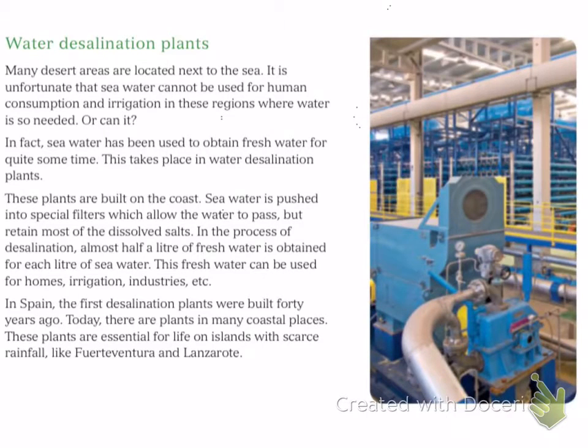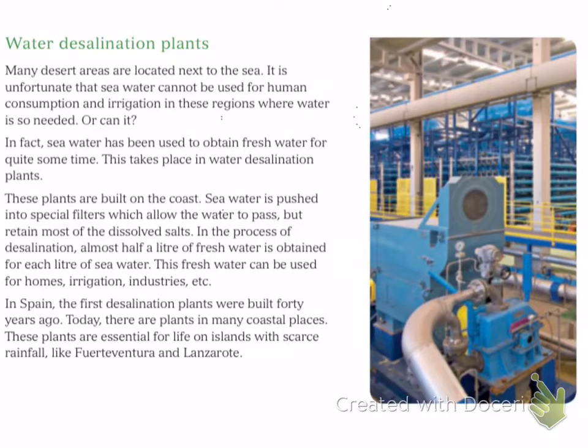Water desalination plants. Many desert areas are located next to the sea. It is unfortunate that seawater cannot be used for human consumption and irrigation in these regions where water is so needed. Or can it? In fact, seawater has been used to obtain fresh water for quite some time. This takes place in water desalination plants. These plants are built on the coast.